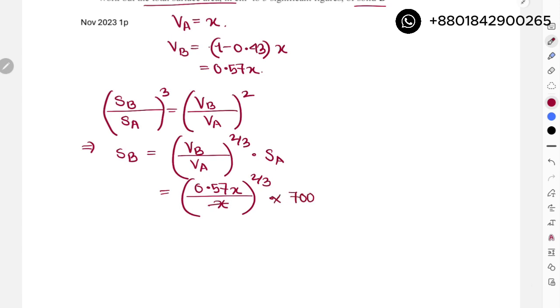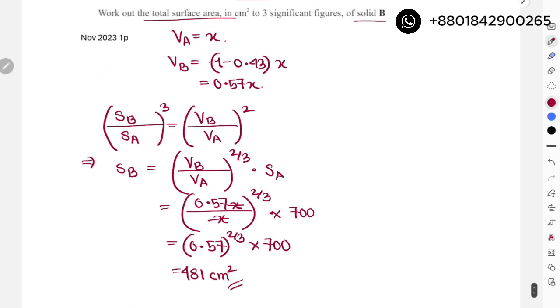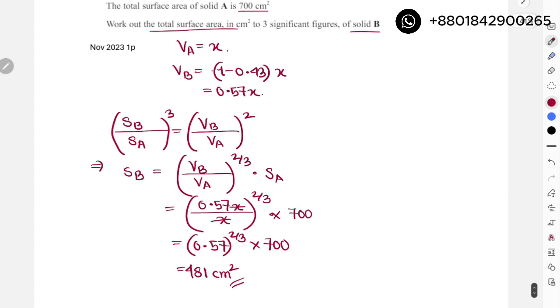And obviously, x and x cancel out. That means you're finally left with this calculation: 0.57 times 2/3 times 700. So you get 0.57 times 2/3 times 700, and that gives you 481 centimeters squared. So this is your final answer for the surface area of structure B.